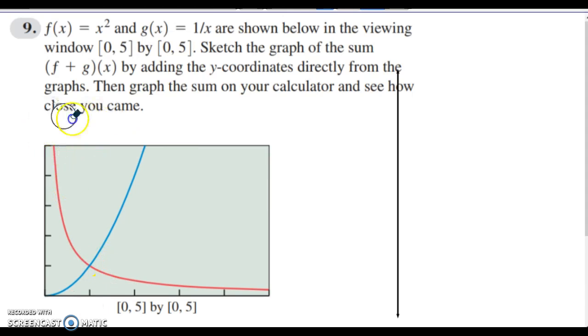So I'm going to read the question more again. It says, by adding the y coordinates. Well, adding the y coordinates and averaging the y coordinates are not the same thing. So I'm going to try again.